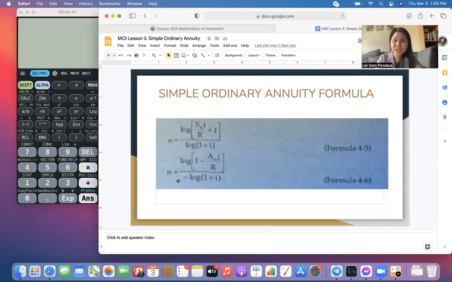Now you can take a screenshot of this. This is our formula for the simple ordinary annuity once we are looking for the time. Remember, the time is a part of n, since n is the compounding period times the number of years. So this is derived from the main formula: S sub n equals R times (1 plus i) to the n power minus 1, all over i. Now let's have the first problem.